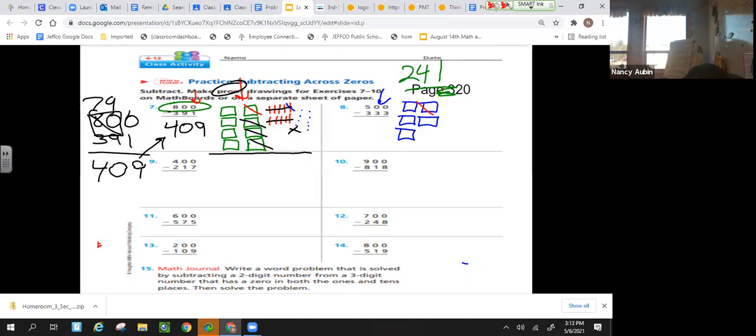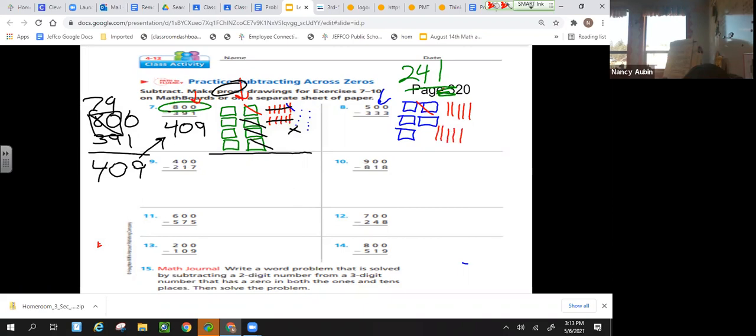What do I got to do with that 100? How many tens are in 100? 10, 20, 30, 40, 50, 60, 70, 80, 90, 100. How many tens are in 100? Okay, so I'm going to draw 10 tens. 1, 2, 3, 4, 5, 6, 7, 8, 9, 10.